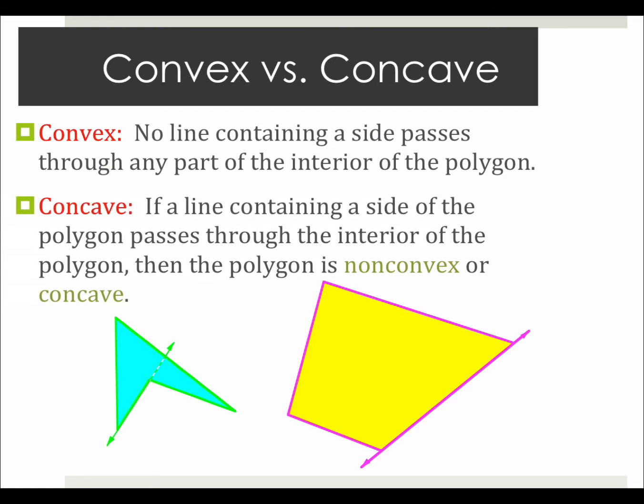The fancy definitions are referring to extending the sides into lines, but here's an easier way to remember. It's concave if it's caved in on itself. This is caved in. This is not caved in. Are convex and concave things to describe a shape, or an angle? Things to describe a polygon.